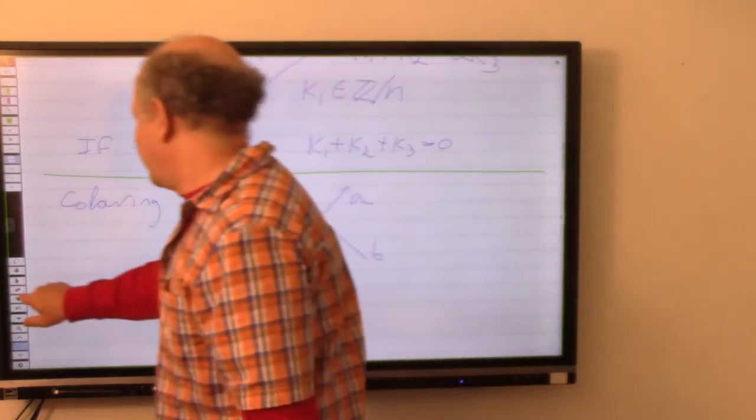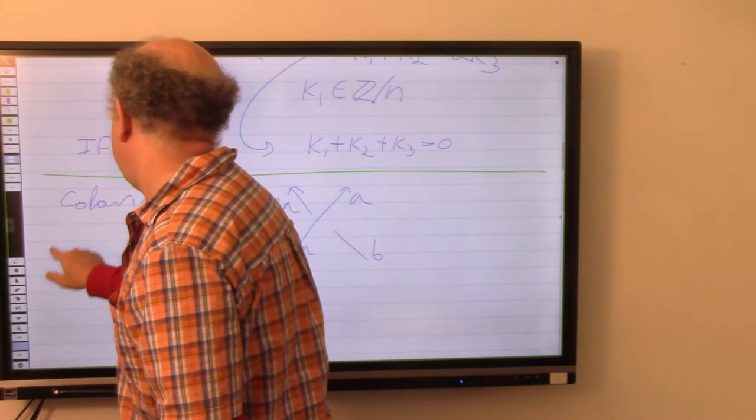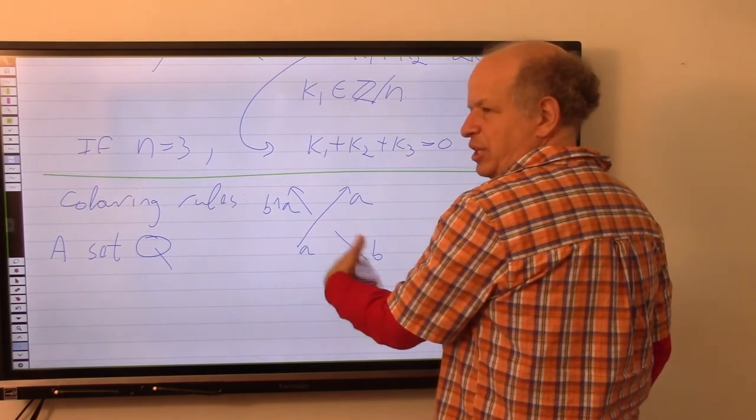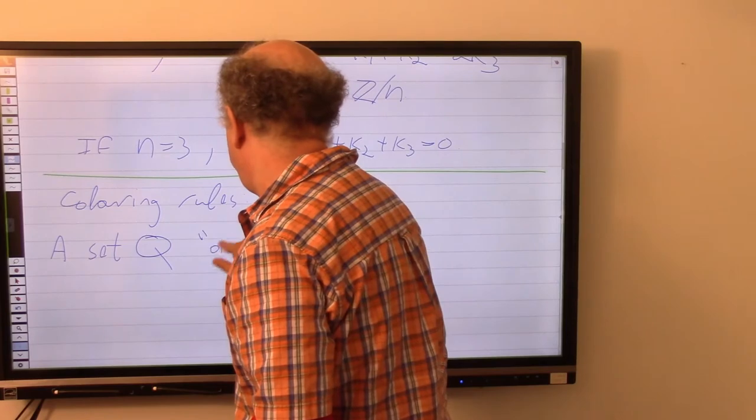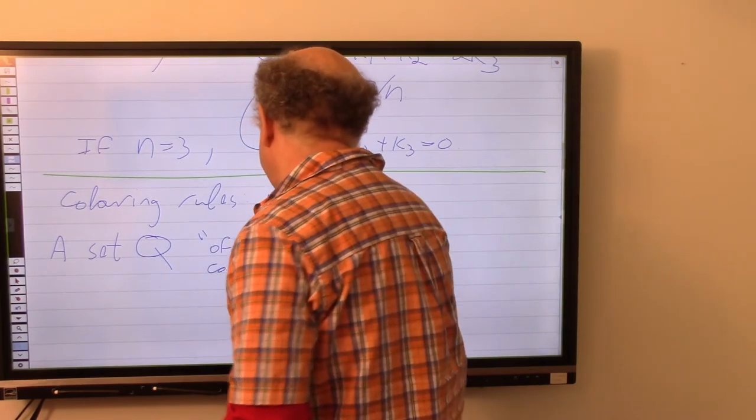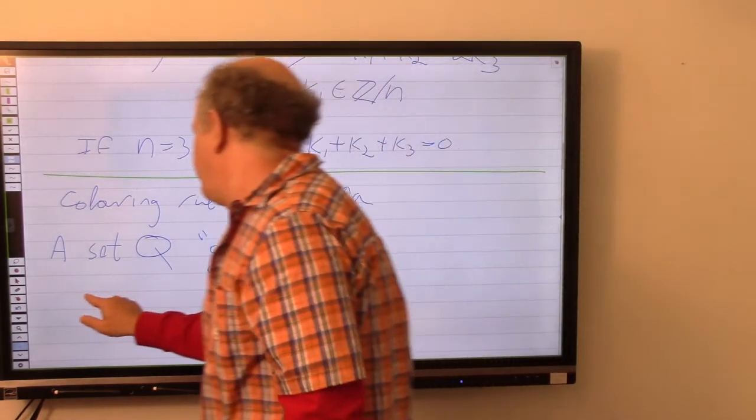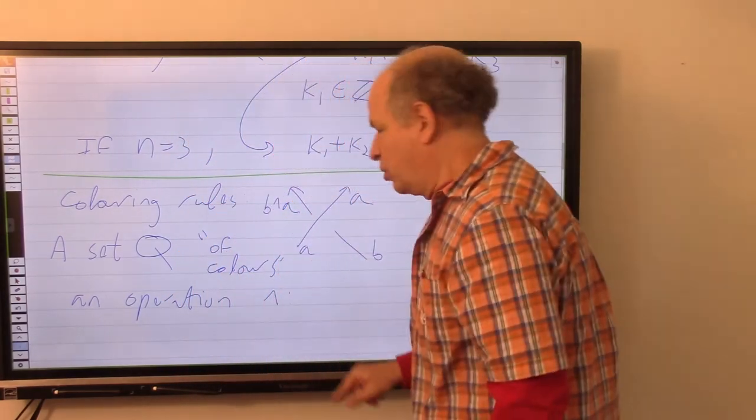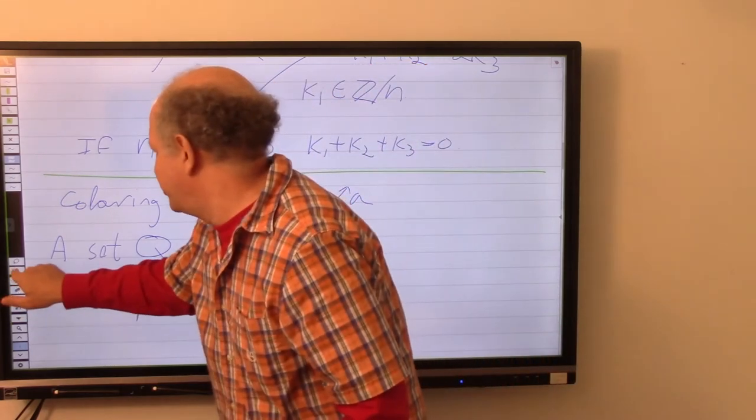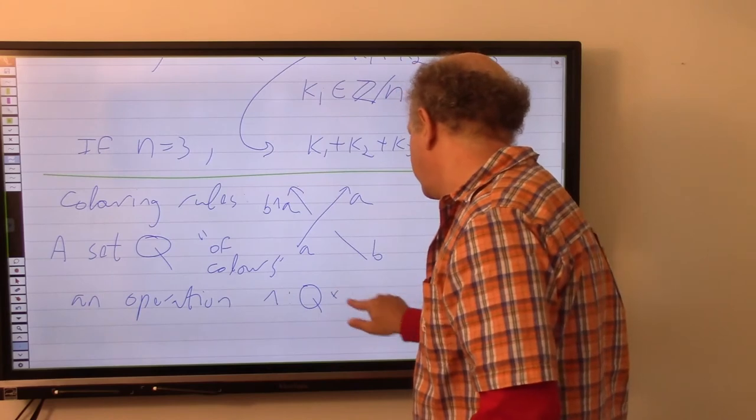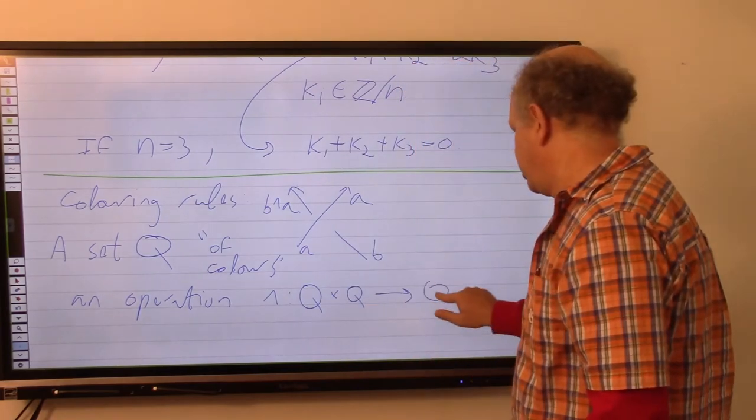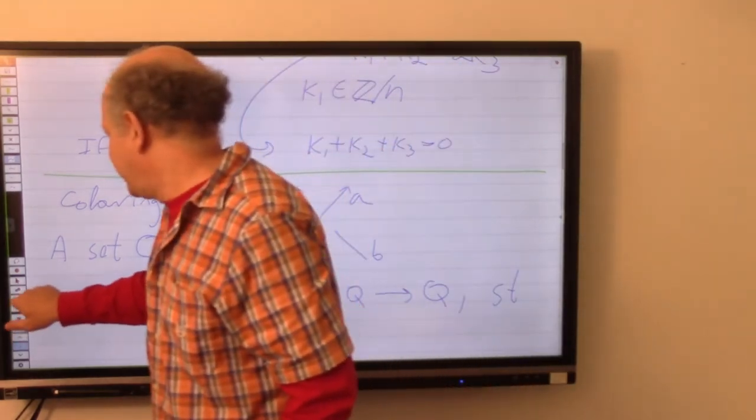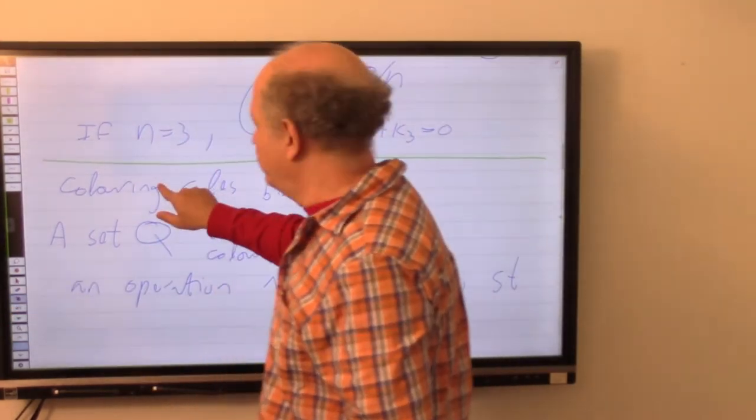Okay? So what I'm looking for is a set Q of potential labels, potential colors, but of course the word colors is meaningless, so it's in quotes, and a binary operation called up, going from Q cross Q into Q, not the rational numbers, just Q without the blackboard bold, and such that the Reidemeister moves will be satisfied. Now let's figure out what the Reidemeister moves mean.